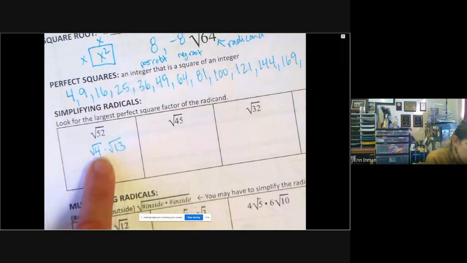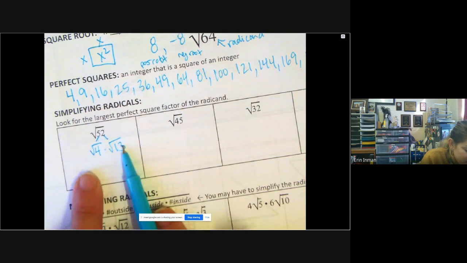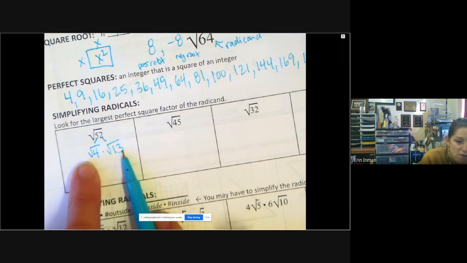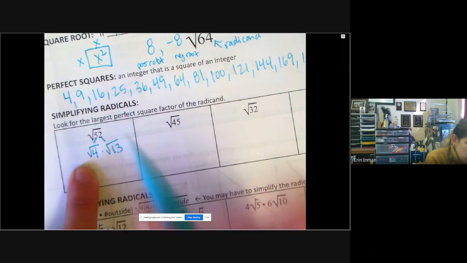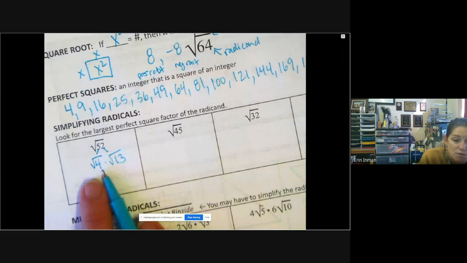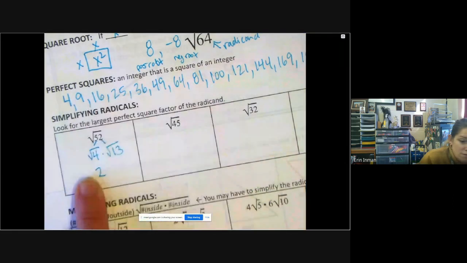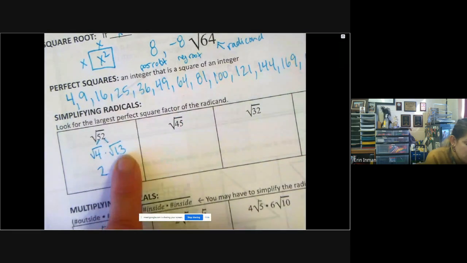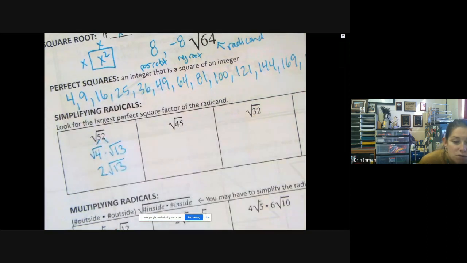Okay, so this is what this breaks down into. I know that 4 times 13, I just wrote them as separate radicals. When you're multiplying radicals together, the radicands get multiplied together. So I could have just rewritten this as 4 times 13 all underneath the same radical. I like to start with the perfect square first because I can take the square root of 4. It's 2. I cannot take the square root of 13. It's not a perfect square, so I leave it underneath the radical. And so that is the simplified version of the square root of 52.